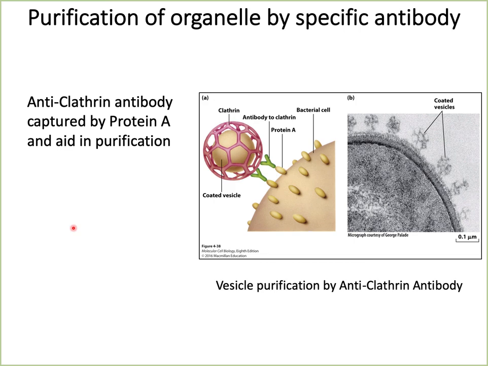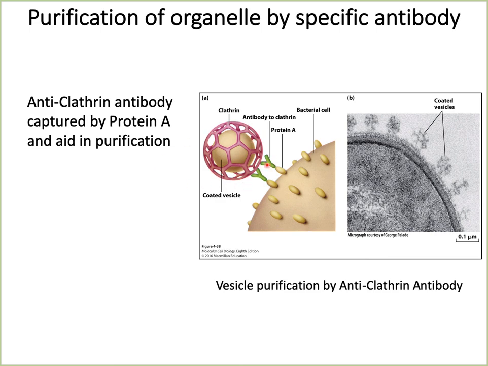Here, another technique is also used, which is the purification of organelles by specific antibody. What we are looking at is a vesicle that has a protein called clathrin. You have a primary antibody against clathrin, and the process is that in the cellular fractionation, you first add your primary antibody, which is an anti-clathrin antibody. All the antibodies will bind to the clathrin.